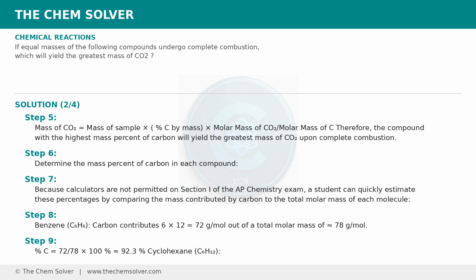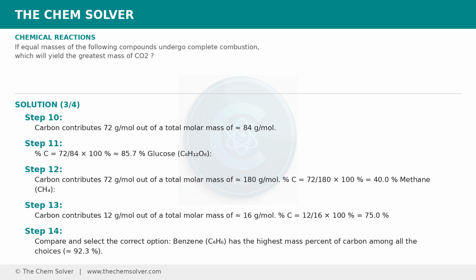Cyclohexane, C6H12: carbon contributes 72 grams per mole out of a total molar mass of approximately 84 grams per mole. Percent C equals 72 over 84 times 100%, approximately 85.7%.